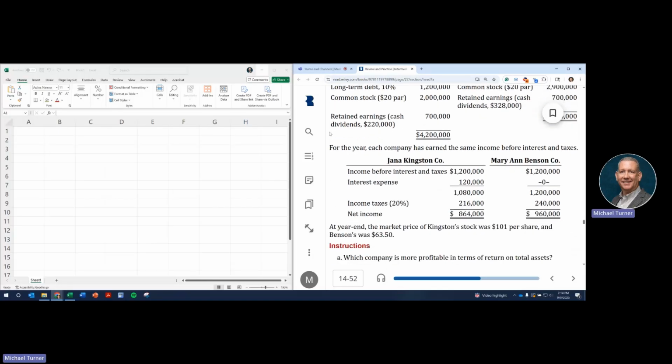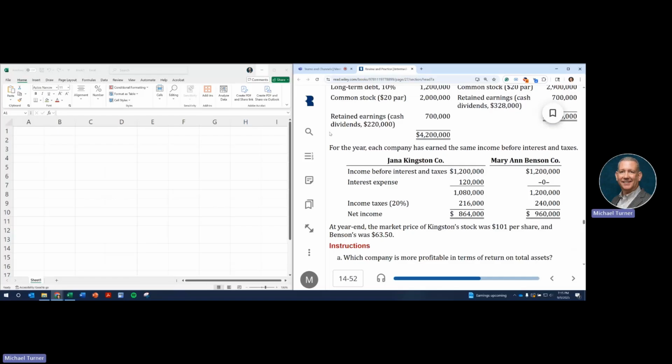Continuing the problem, for the year, each company has earned the same income before interest and taxes. So we see for both Kingston and Benson, $1.2 million of income before interest and taxes. However, because Kingston has the $1.2 million of long-term debt at 10%, it must incur $120,000 of interest expense, whereas Benson has no long-term debt, and therefore is 0% interest. Because Kingston is able to deduct its interest expense, its taxes are lower. And we see that net income for Kingston is $864,000 compared to Benson's $960,000.